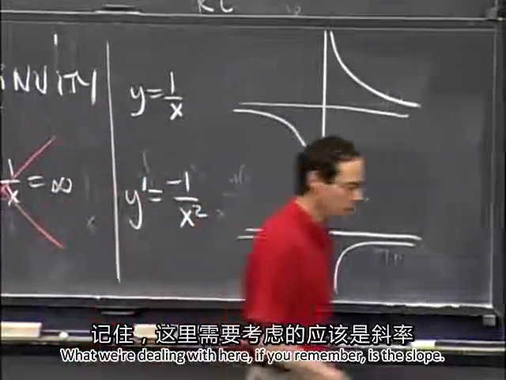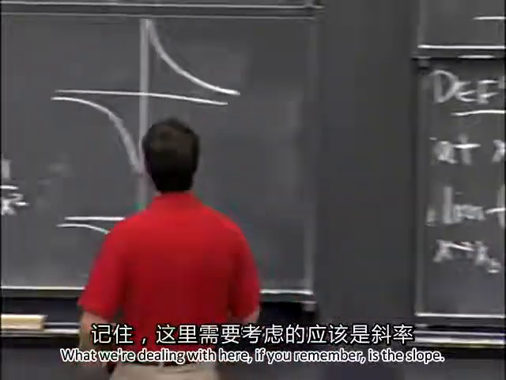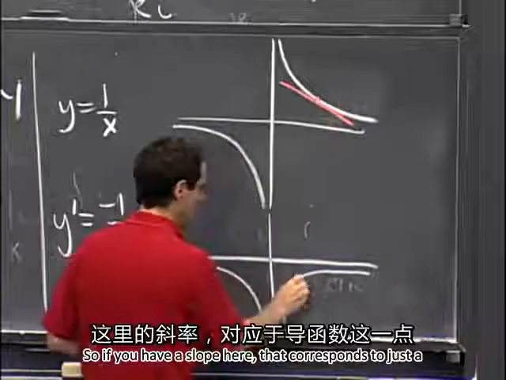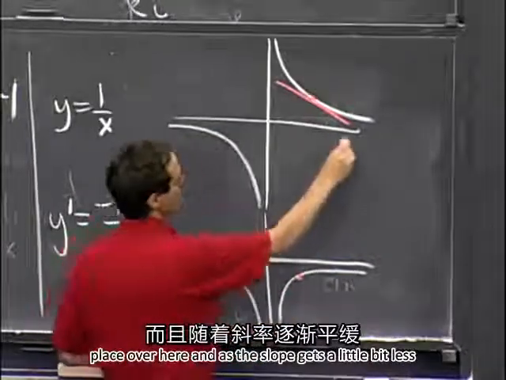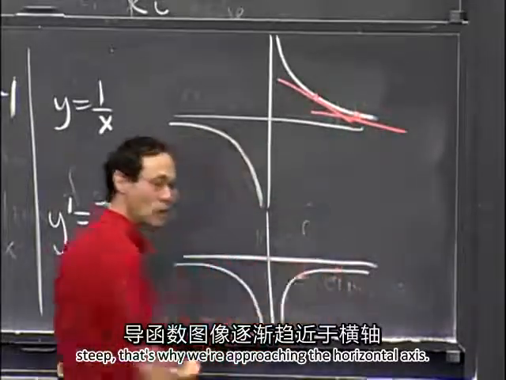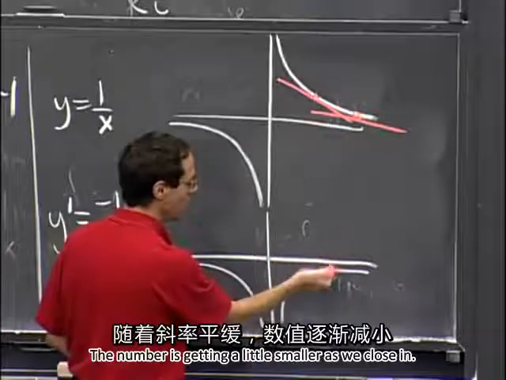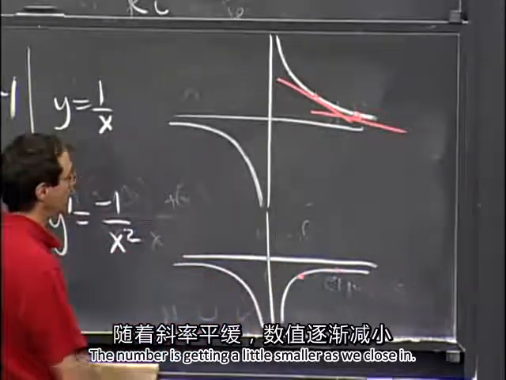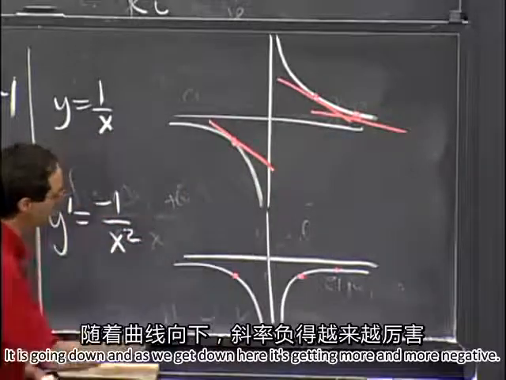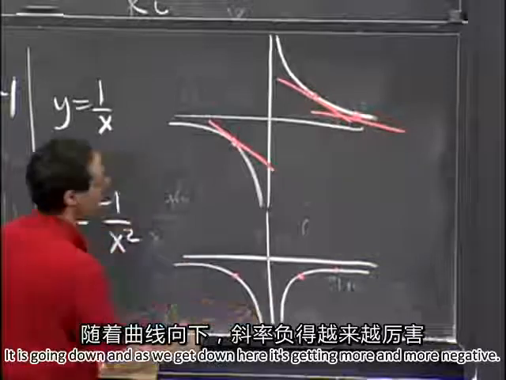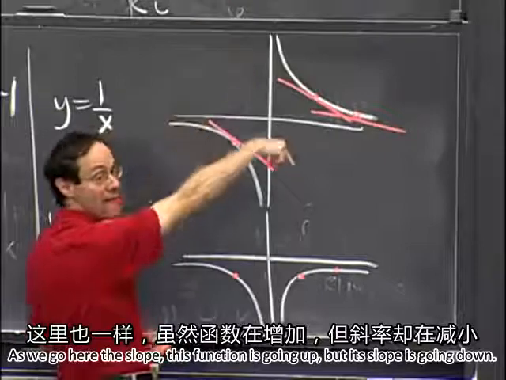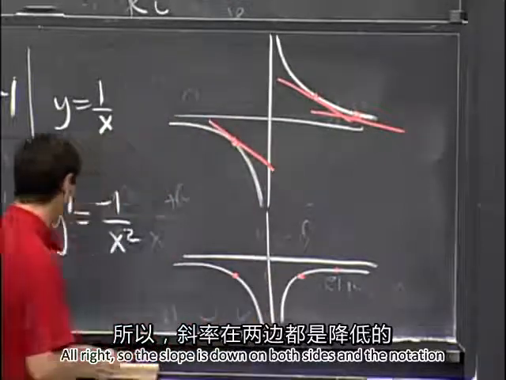What we're dealing with here, if you remember, is the slope. So if you have a slope here, that corresponds to just a place over here. And as the slope gets a little bit less steep, that's why we're approaching the horizontal axis. The number's getting a little smaller as we close in. Now over here, the slope is also negative. It's going down. And as we get down here, it's getting more and more negative. As we go here, this function is going up, but its slope is going down. All right? So the slope is down on both sides.